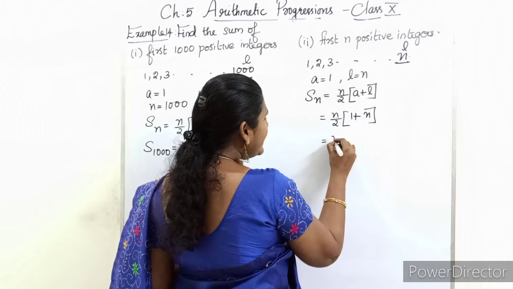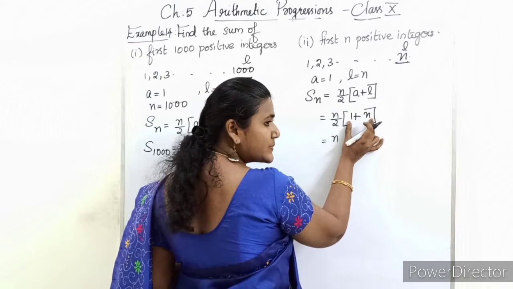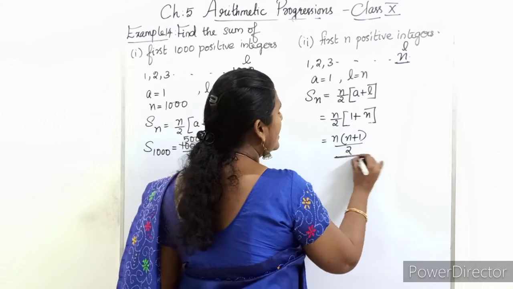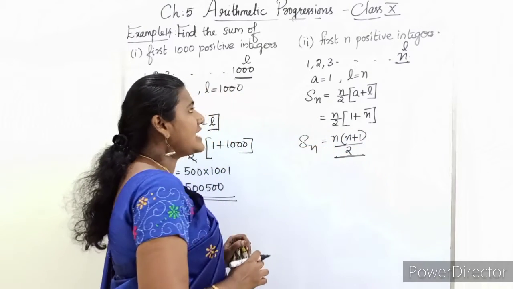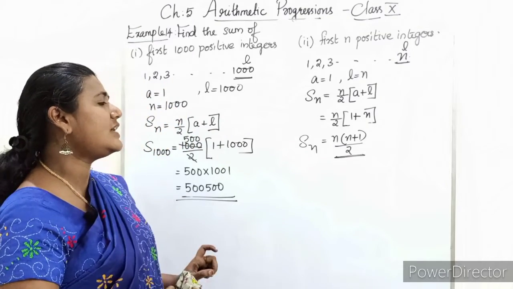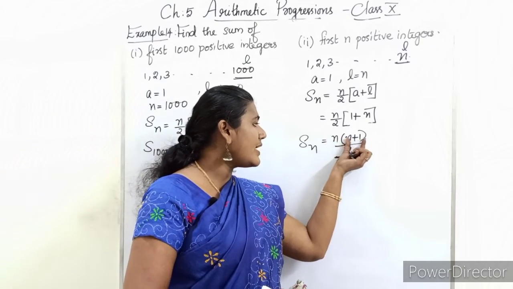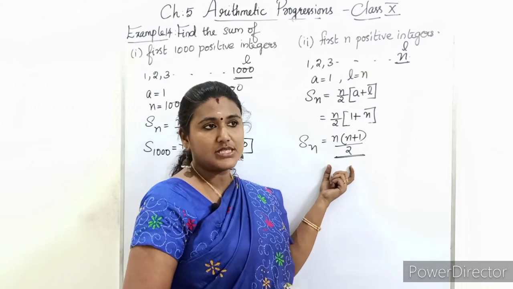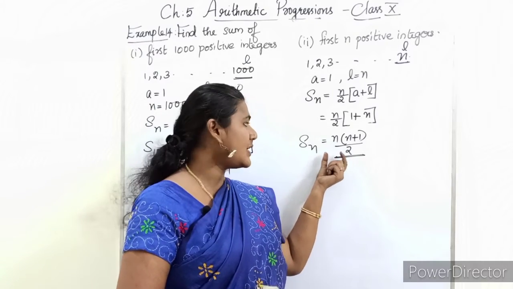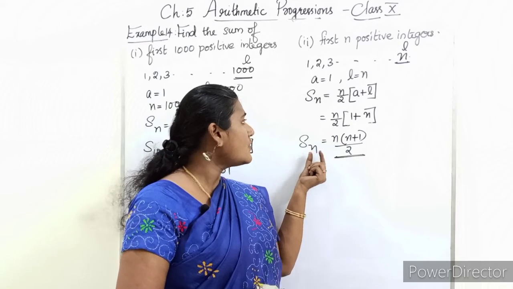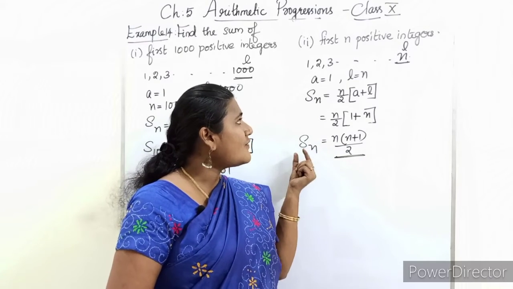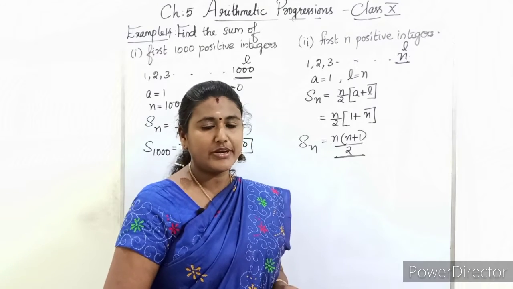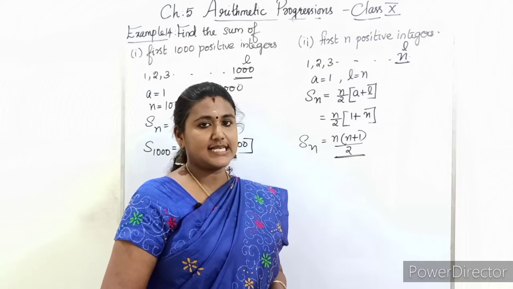Now we will rewrite this as n into the expression inside the bracket, which we can write as n plus 1. So the formula for finding the sum of the first n positive integers is n into n plus 1 by 2. Actually this is a formula you will learn in the sequence and series chapter. So this is the formula for the sum of the first n natural numbers, or you can say positive integers. Now we will see the next example.